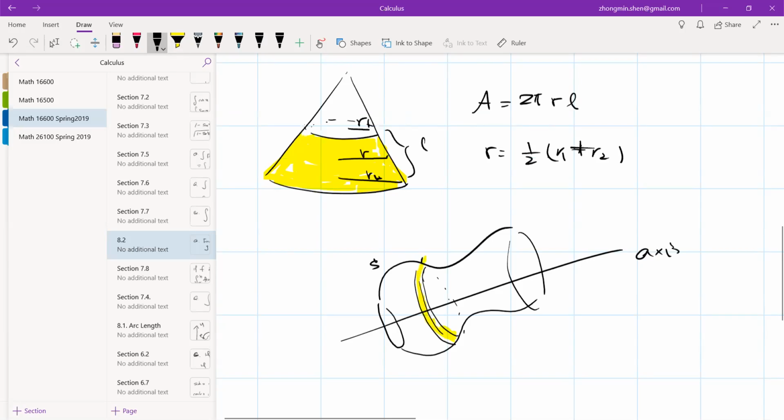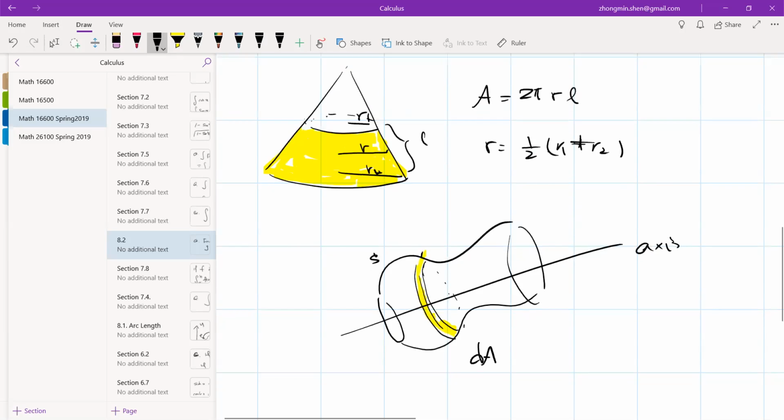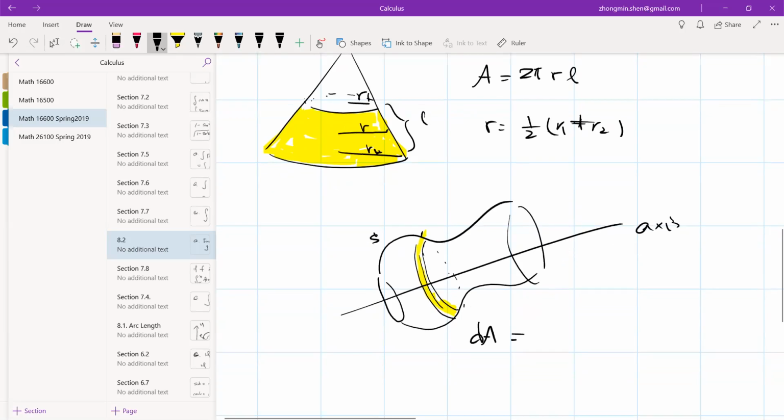So the area of this tiny slice, I call it dA, right? That's the surface area. So I'm going to estimate. See, but this piece looks like a piece like that, you know. This is going to be approximated by the cone, right?